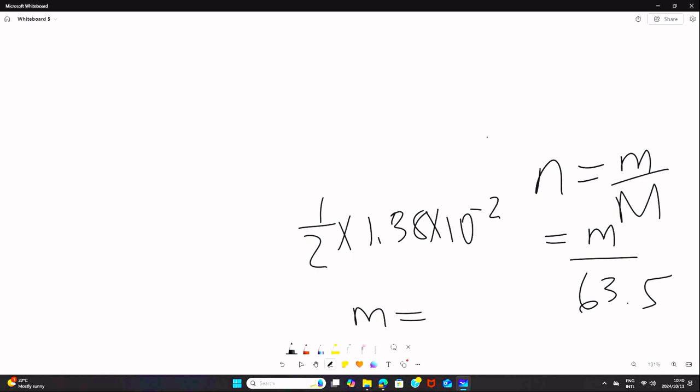But now remember, this is the mass that will be gained. So to get the total mass of the cathode, you have to add that 2 grams to this mass that you got there.